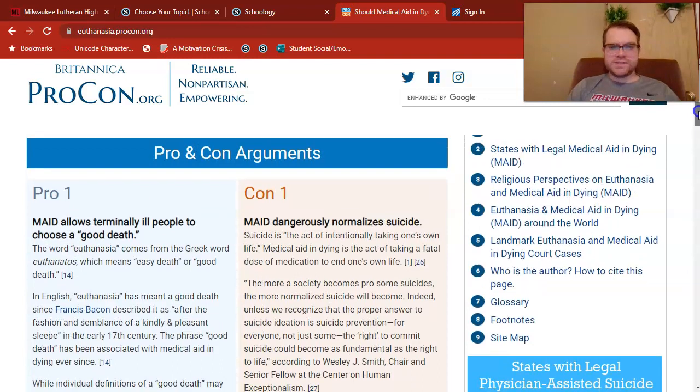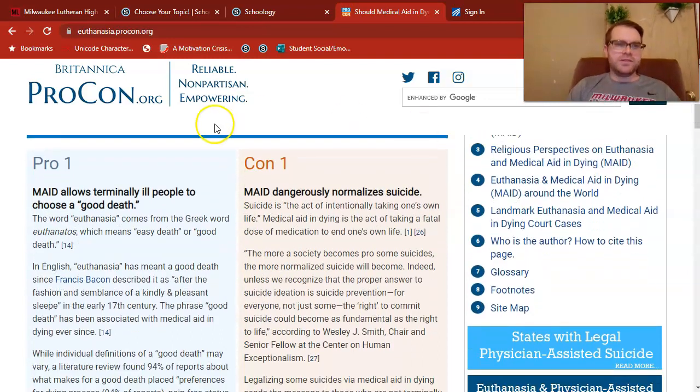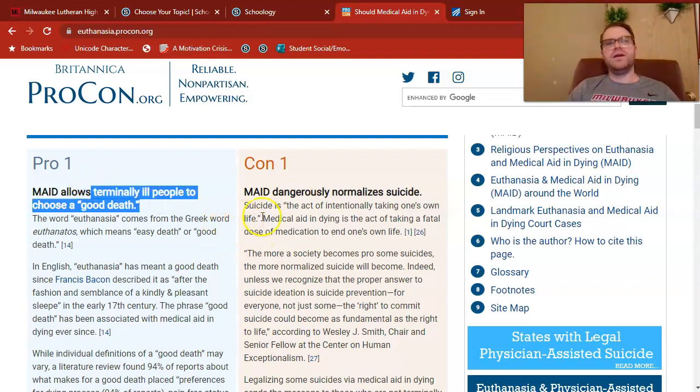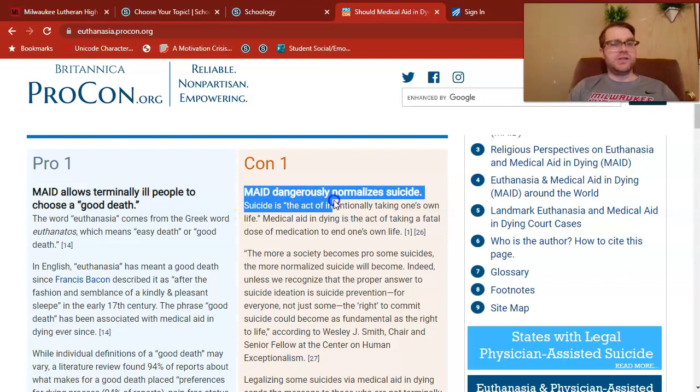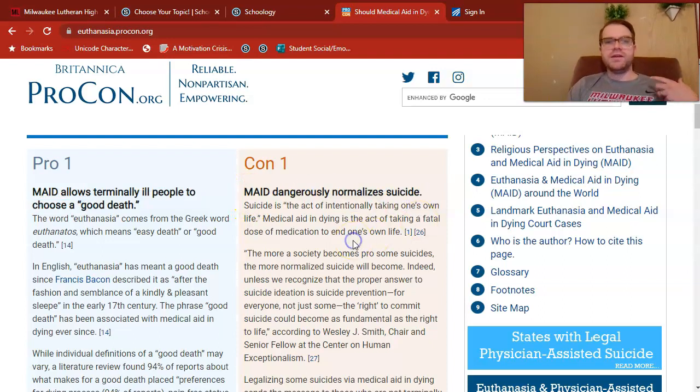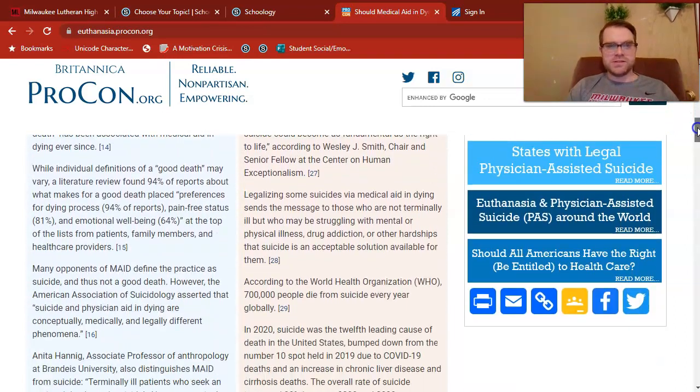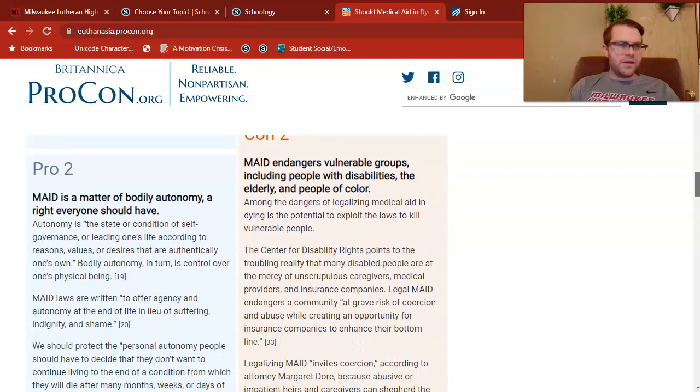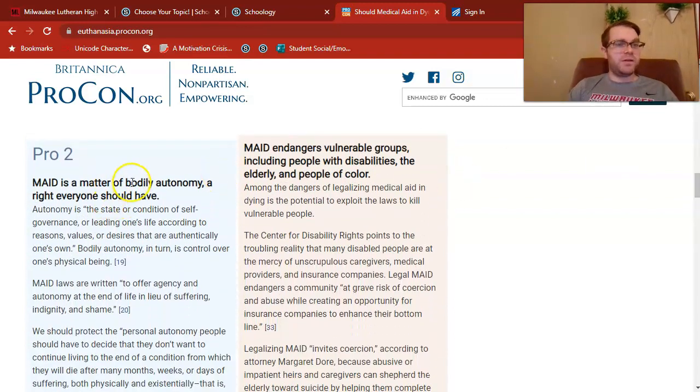And notice here that Procon does list off different pro and con arguments. So physician-assisted suicide allows terminally ill people to choose a good death rather than a painful one. On the other hand, as a con, it dangerously normalizes suicide. It makes people think that suicide is a more valid answer to life's problems when we know that it isn't, for instance. What else do they have? Let's see. Physician-assisted suicide is a matter of bodily autonomy. We talked about that with women's right to choose a little bit with my thesis statement earlier. It's kind of a flip side of the same coin there, that some people would argue that people have the right to choose what they do with their own bodies, including kill it.